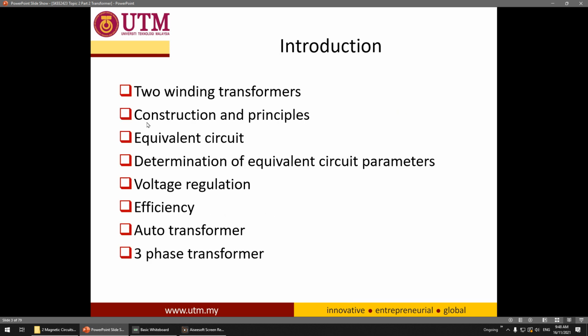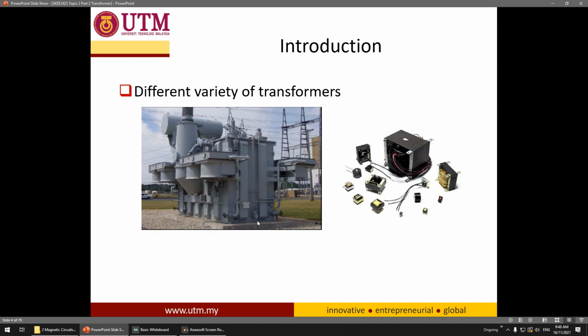Okay, we will start with the two winding transformer construction, equivalent circuit. Okay, equivalent circuit parameter, voltage regulation, efficiency, auto transformer, and three-phase transformer. So you can see here, this is the figure for transformer. Okay, so this is basically a distribution, very large voltage.